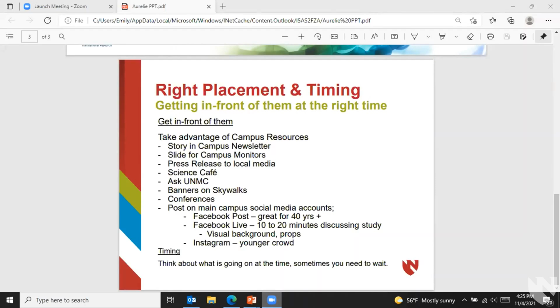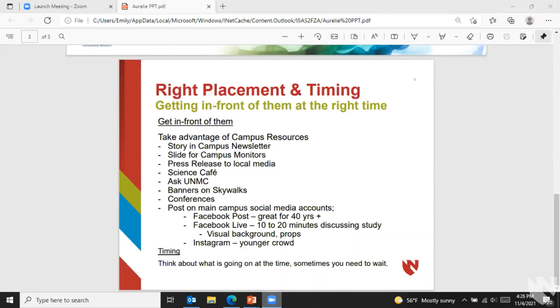So taking advantage of campus resources, we have a campus newsletter, which is UNMC Today. This is for when you're trying to recruit a broad range of people. It doesn't matter if they're faculty, staff, or students, you just need people whose interest aligns with what the study is. Then we put that in UNMC Today so that anyone who is interested can participate.